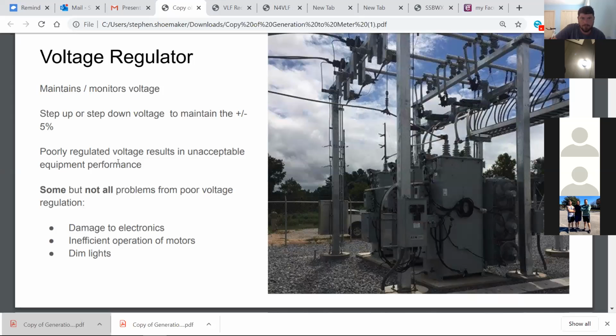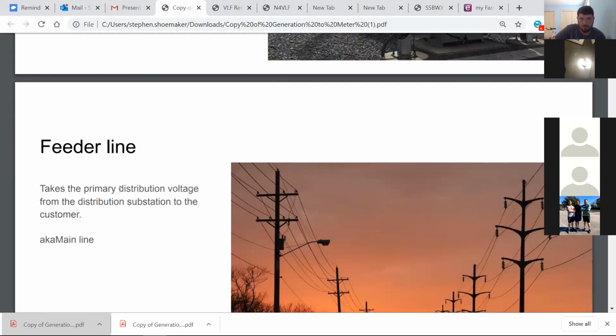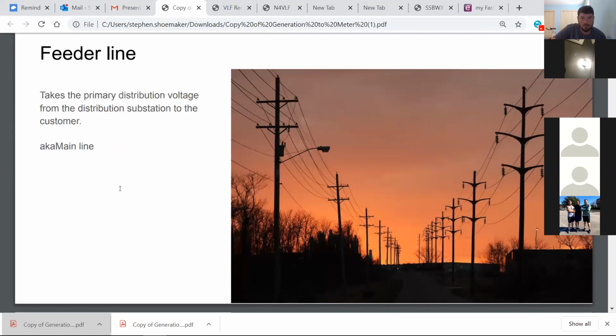Voltage regulator maintains and monitors voltage, step up or step down voltage to maintain the plus or minus 5%. Poorly regulated voltage results in unacceptable equipment performance. Some but not all problems from poor voltage regulation: damage to electronics, inefficient operation of motors, or dim lights. Good. Feeder line takes primary distribution voltage from the distribution substation to the customer, aka the main line.